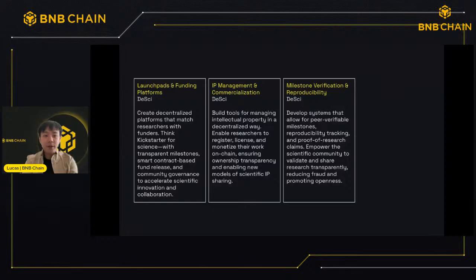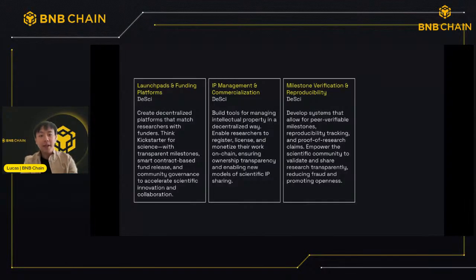IP management and commercialization. What is this about? IP in science is often locked behind patents and journals. This is about managing and licensing IP using smart contracts, giving researchers more control and the ability to open source or monetize their work. What can you build in this challenge?